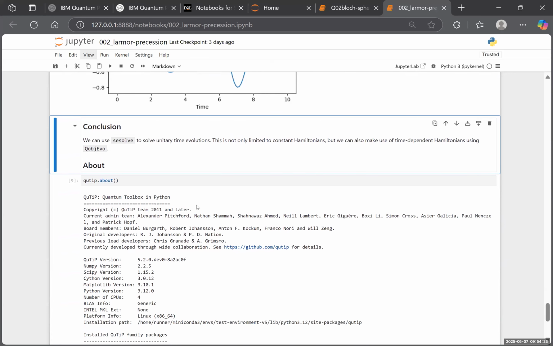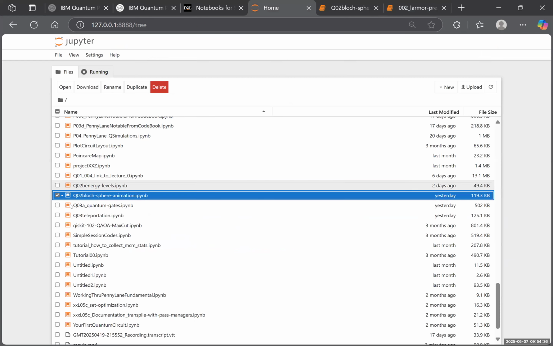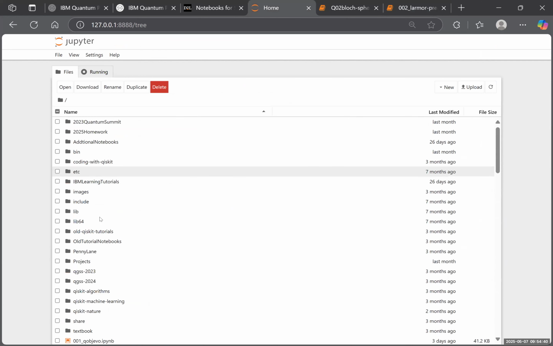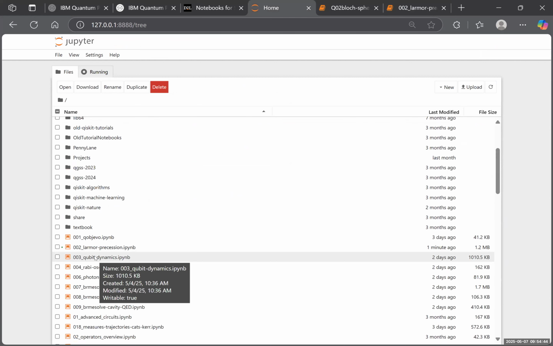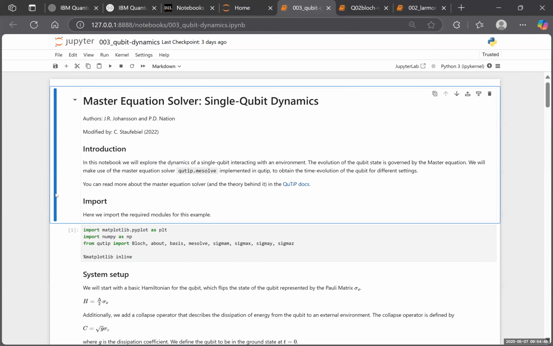Okay, so that's the notebook for the spin moving in a magnetic field. This is called Larmor precession. Okay. Next one. It's all uploaded to the right space. Next one is Qubit-Dynamics, single qubit. This is the simplest system.